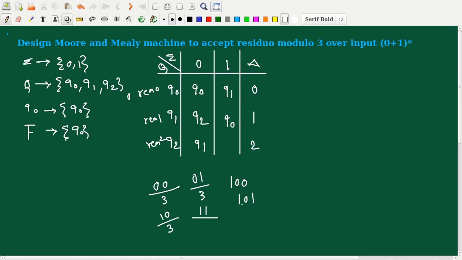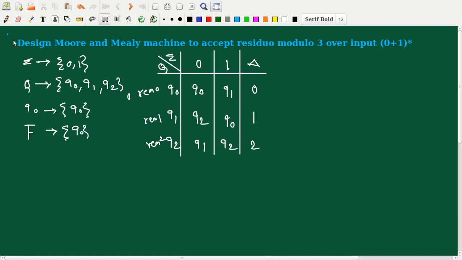So 5 divided by 3, I am getting a remainder that is nothing but 2. So the state for remainder 2 is nothing but Q2. So this is the state transition table for a Moore machine. Okay. The next, I have to draw a state transition graph for this particular Moore machine.